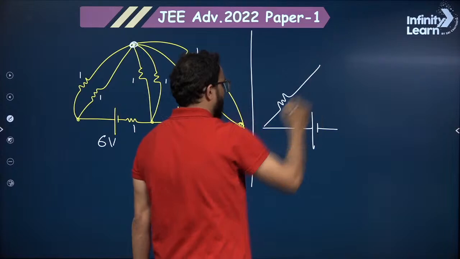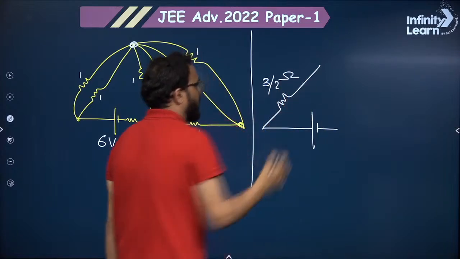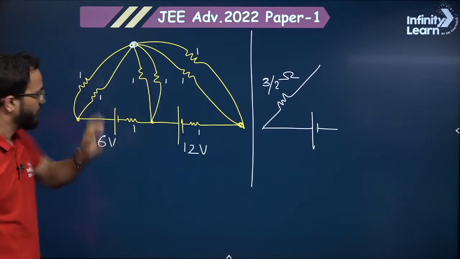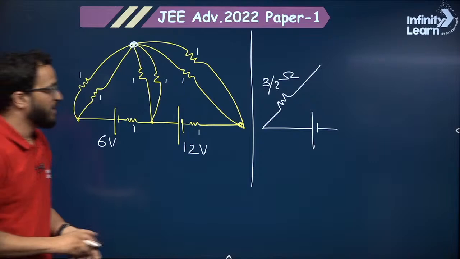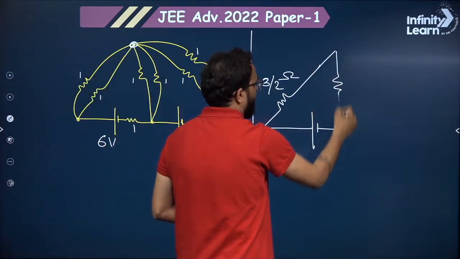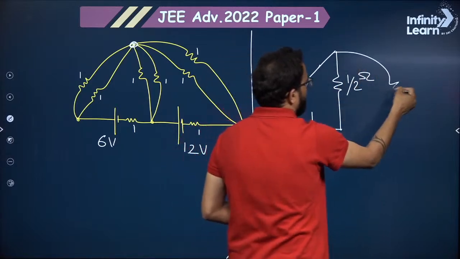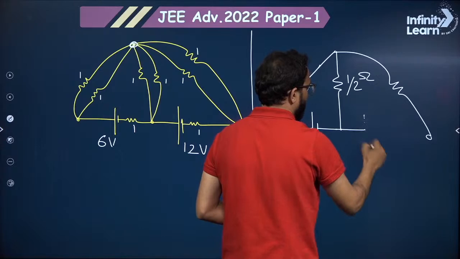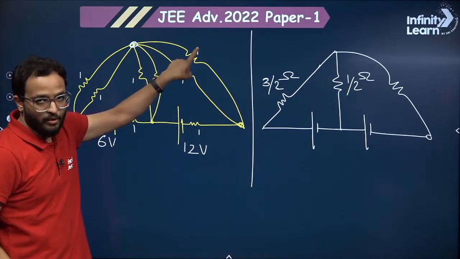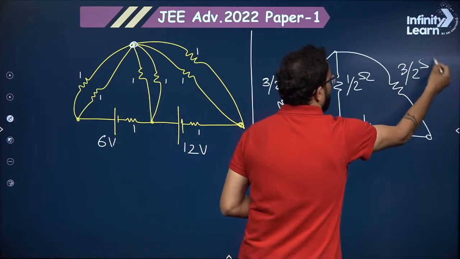So this is going to be what? 3 by 2 ohms. How 3 by 2 ohms? See, 1 and 1 in parallel will become 1 by 2. 1 by 2 plus 1 will become 3 by 2. Right, so this is 3 by 2 ohms. Then again, this is 1 and 1 in parallel, 1 by 2 ohms, and last is again the same thing, we will do it here as well, 1 ohm, 1 and 1, 1 by 2 plus 1 will become 3 by 2. So this is also 3 by 2 ohms.